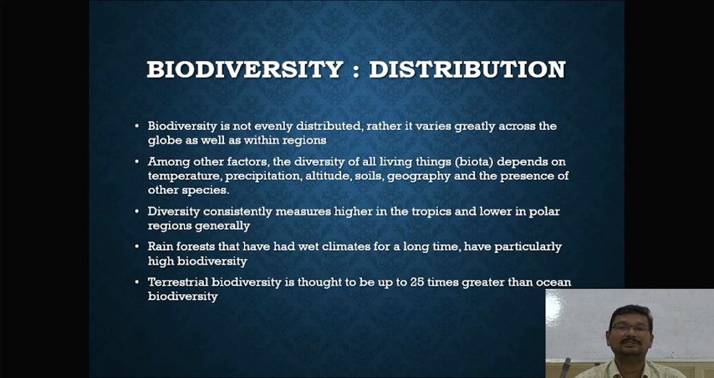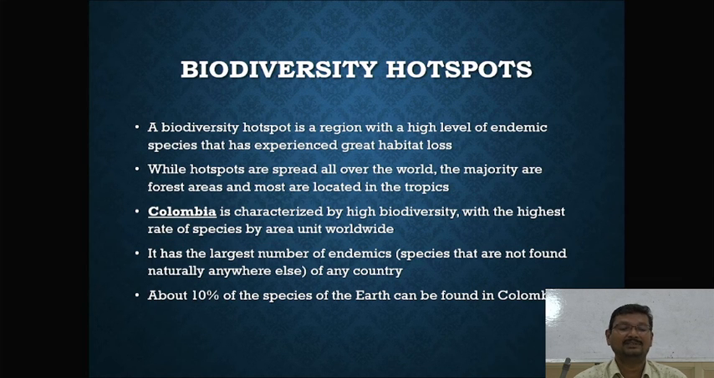Terrestrial biodiversity is thought to be up to 25 times greater than ocean biodiversity. Biodiversity hotspots. A biodiversity hotspot is a region with a high level of endemic species that has experienced great habitat loss. While hotspots are spread all over the world, the majority are forest areas and most are located in the tropical regions. Colombia is characterized by high biodiversity, with the highest rate of species by area worldwide. It has the largest number of endemics.